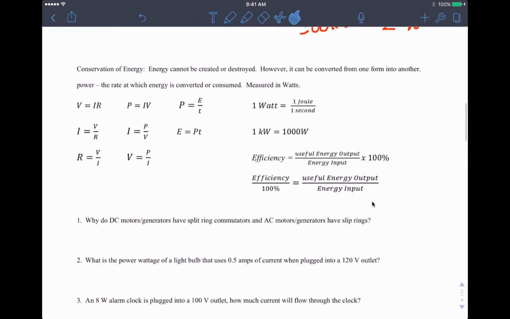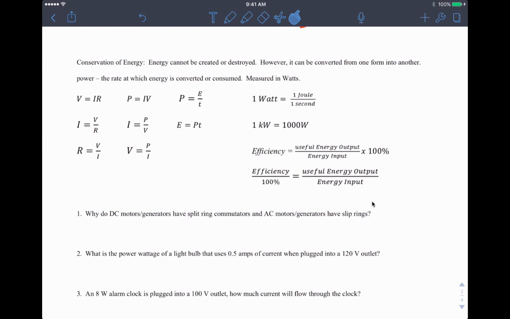So what we want to shift to now is the formulas for power. First off, what you need to know is that energy can't be created or destroyed. That's the conservation of energy. You might have learned that in previous science classes. But what's neat about energy is that it can be converted from one form to another. We do this all the time. We take electrical energy and convert it into mechanical energy, or we take electrical energy and convert it into light energy or sound or anything.